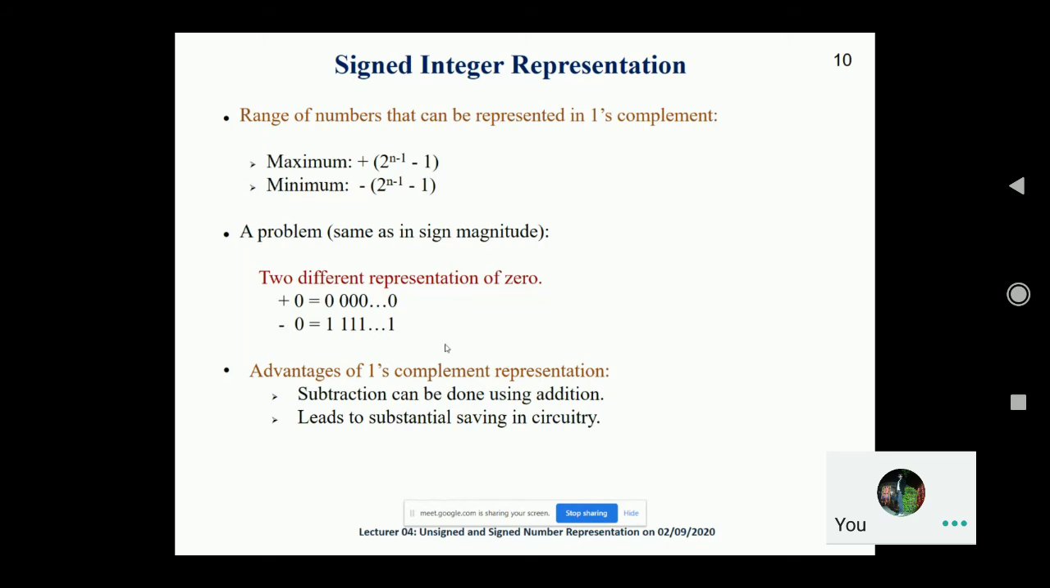That means the circuit complexity is less. And obviously, when the number of components in the circuit is very small, it leads to substantial saving in the circuit. That means power dissipation is very low, the circuit size is very small, and the complexity of the circuit is very low. Okay, that is the benefit of 1's complement representation. How we get the advantage, we'll discuss after a few lectures, when we are designing the subtractor and the adder using the concept of 1's complement. Okay.